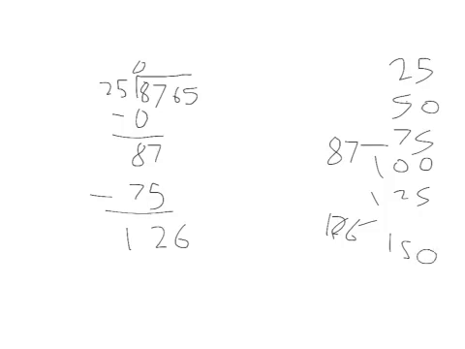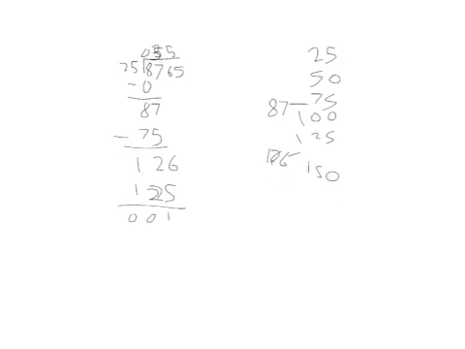So you take away 100, and you take away 100. You take away 125 to 126, which is 1. Then you draw a point 0. You drag down the 0, and then you get 10.